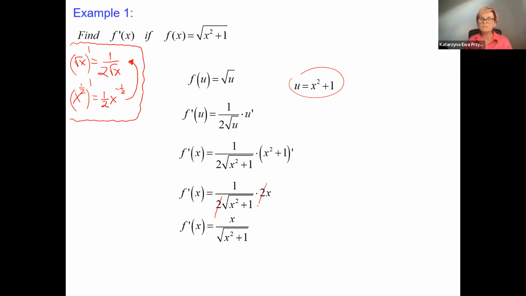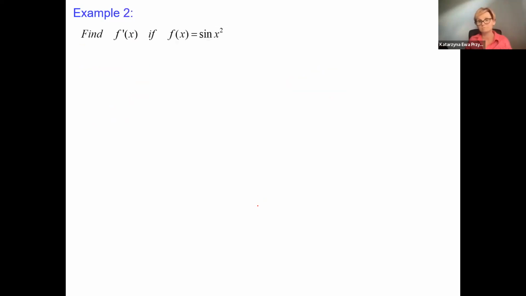I know you will probably skip the u notation later, but let's do maybe a couple of first examples this way. Let's look at example number 2. This one is a little bit different. It is sine of x squared. What is the inner quantity? We're not squaring the sine; it's just the sine function of x squared. What's the inner function? What's the inner quantity?